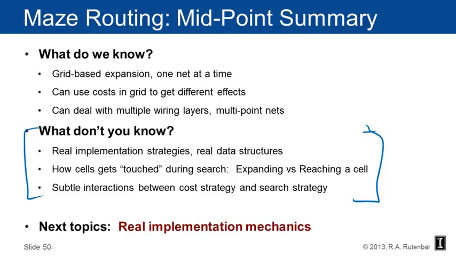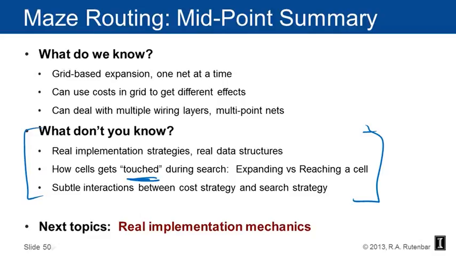I don't know real implementation strategies. I don't really know how I build this thing. I don't know what the real data structures are. I don't know how cells get touched during the search. That's the big thing. How do I expand cells? How do I reach cells? It was good and easy when I said, find all the paths of length 7. Good. Find all the paths of length 8. They're 1 cell away. When these cost values start happening, you've got to be a little more careful. And there are some subtle interactions between the cost strategy and the search strategy, and surprisingly enough, there are some cost mechanics that we can put in that actually break the way the search works, and even though they break it, we do it anyway because it's really important to the physical stuff we're trying to accomplish with the router.